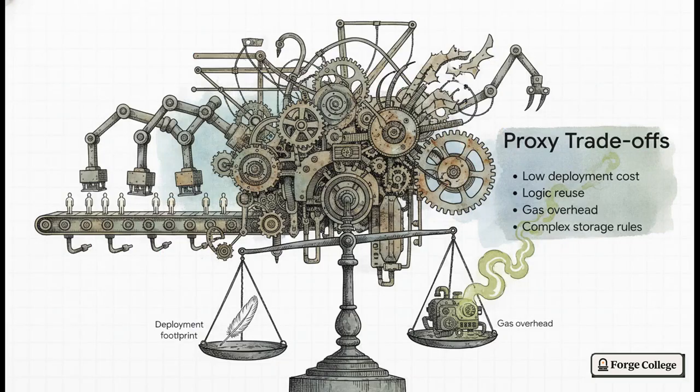Now, let's be real for a second. Developers absolutely love to overcomplicate things with proxies because, honestly, they sound incredibly advanced and make us look super smart. But remember, it's always a trade-off. You are trading a lower deployment footprint for a slightly higher gas cost on every single call just because of that delegate call indirection. Plus, you're introducing some very strict, highly complex storage layout rules.